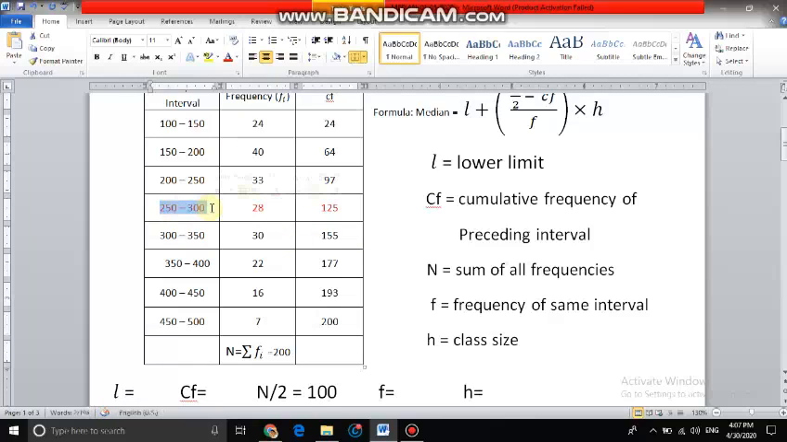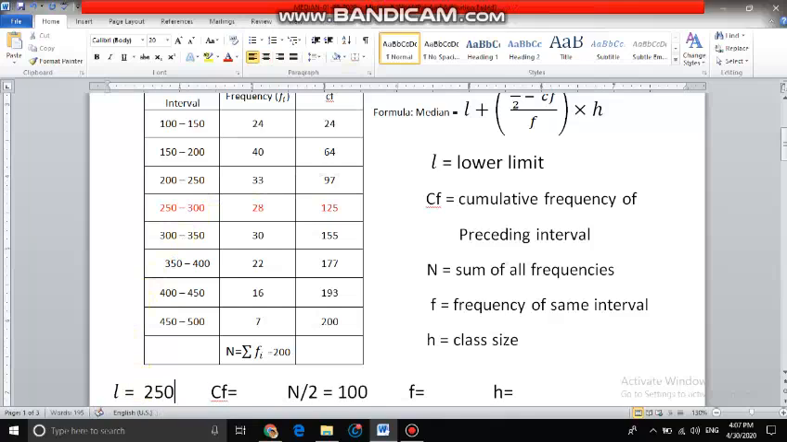Class interval is 250 to 300. So my lower limit is 250. Understood? Lower value is 250. Then CF, cumulative frequency. Here see the definition of cumulative frequency of the preceding. Succeeding and preceding words you are familiar.